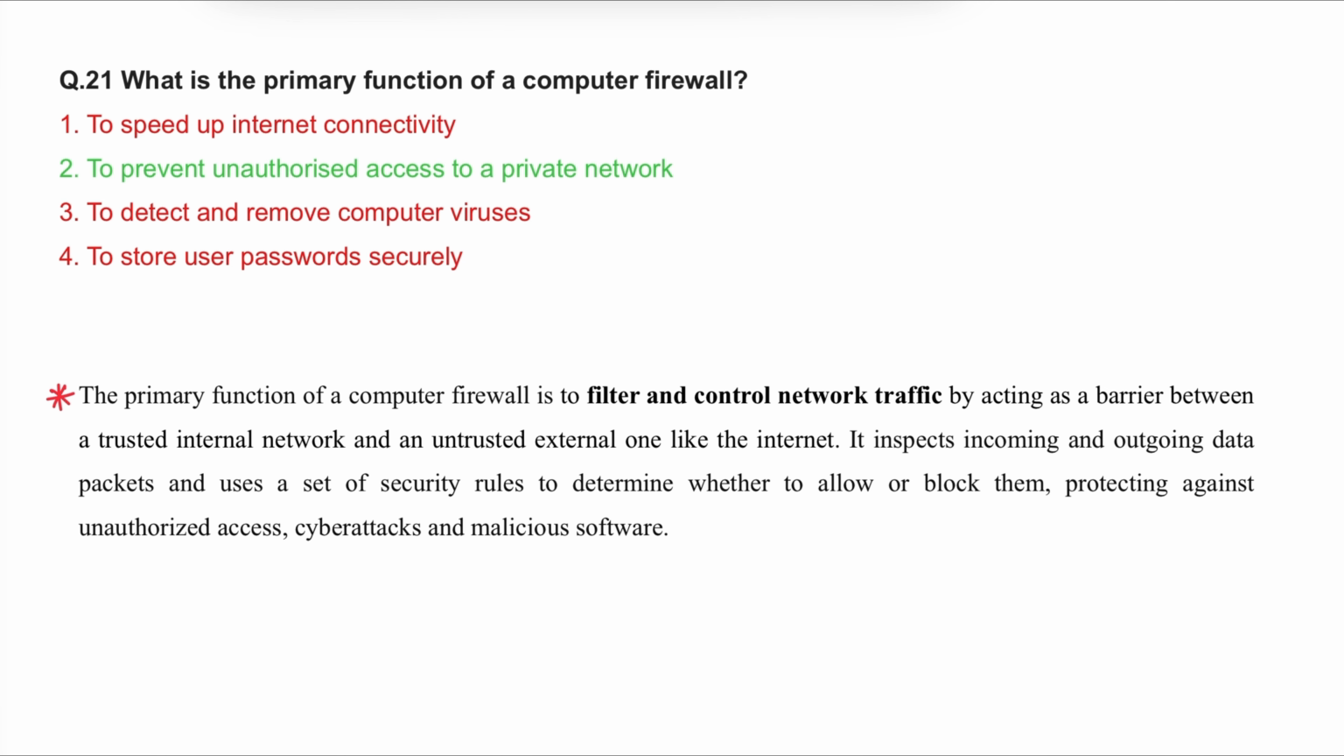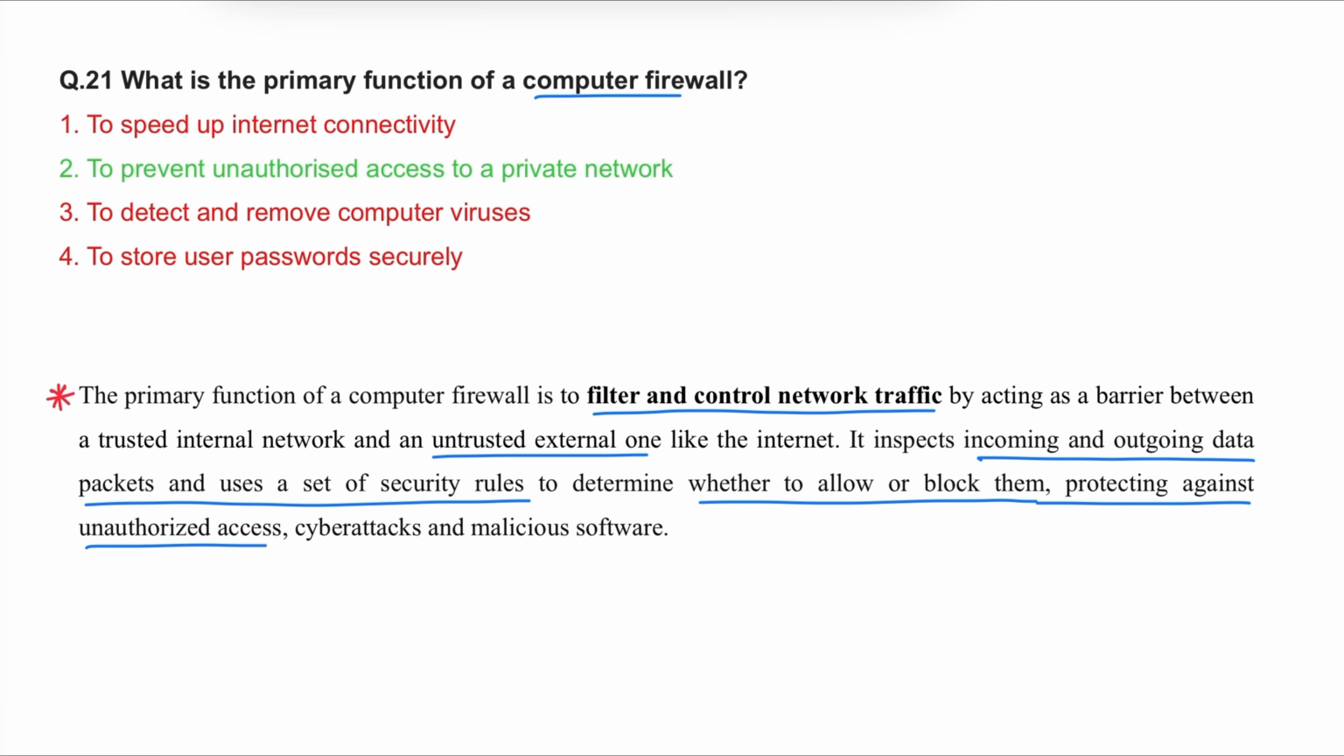What is the primary function of a computer firewall? The primary function of a computer firewall is to filter and control network traffic by acting as a barrier between a trusted internal network and an untrusted external one like the internet. It inspects incoming and outgoing data packets and uses a set of security rules to determine whether to allow or block them, protecting against unauthorized access, cyber attacks, and malicious software.